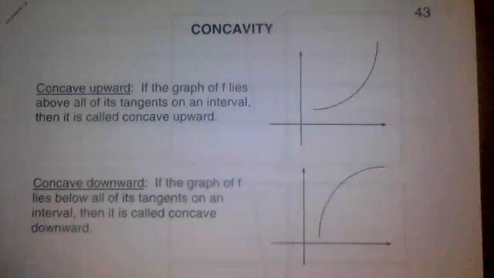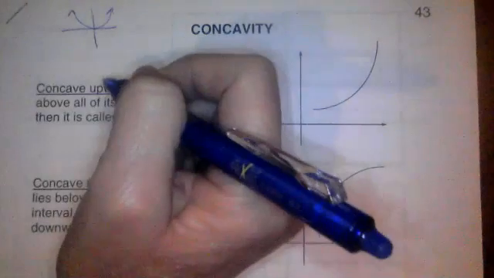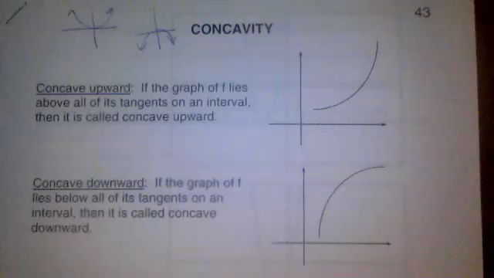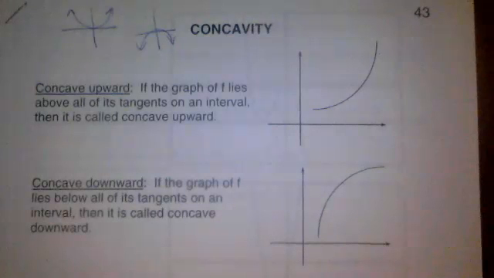Probably one of the last times that you talked about concavity was whenever you were learning how to graph a parabola. Your teacher may have said that a graph that turns up is concave up, and a parabola that turns down is concave down, and that is true.